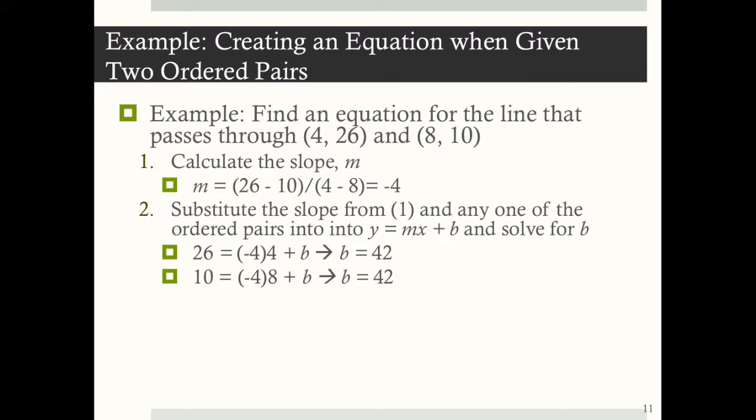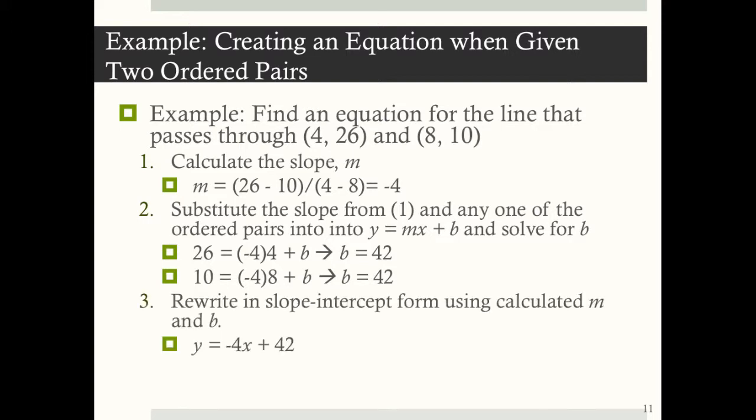So for the first ordered pair, (4, 26), we have 26 is equal to negative 4 times 4 plus b. I solve for b and I get b equals 42. I could have used the other ordered pair, 8 and 10, and I still come up with b equals 42. So it's a good way to check your math.